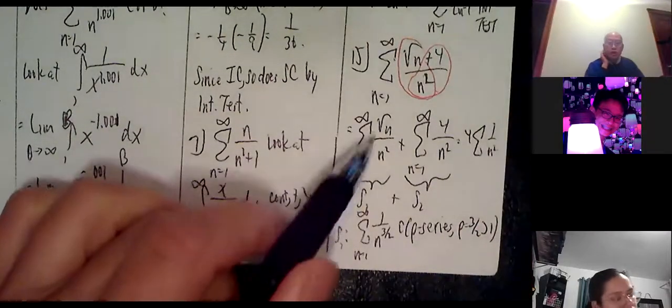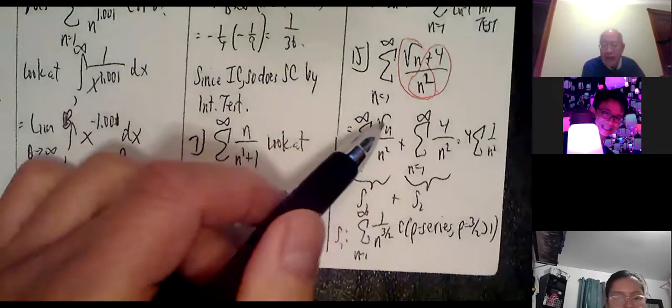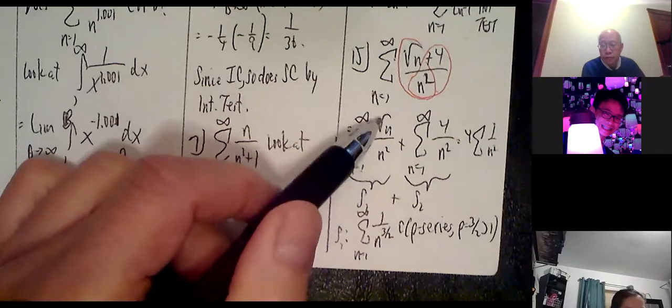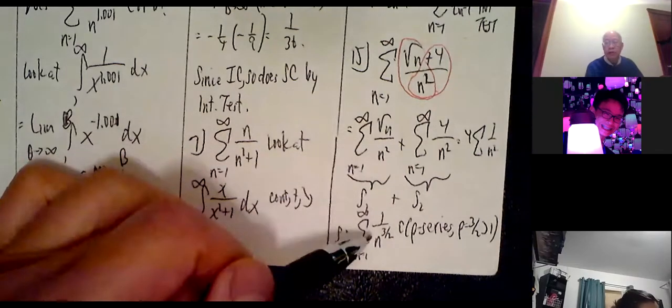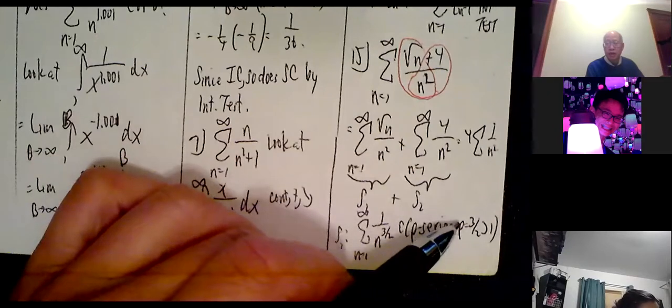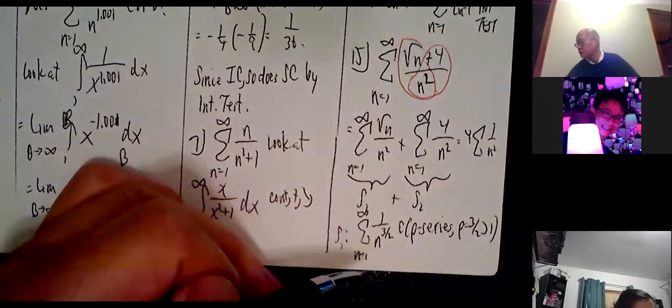Now this one you can write as 1 over n to the 3/2, right? This is n to the half, n squared. So you can rewrite it as 1 over n to the 3/2. That converges because it's a p series with p equal to 3/2, which is bigger than 1. So that converges.